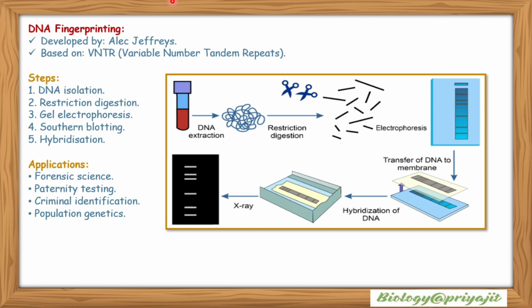DNA fingerprinting was developed by Alec Jeffreys based on VNTR, variable number tandem repeats, and the steps are here: the isolation or extraction of DNA, then restriction digestion, then gel electrophoresis, then Southern blotting, and then hybridization. So it is applied for forensic science, paternity testing, criminal identification, and population genetics.